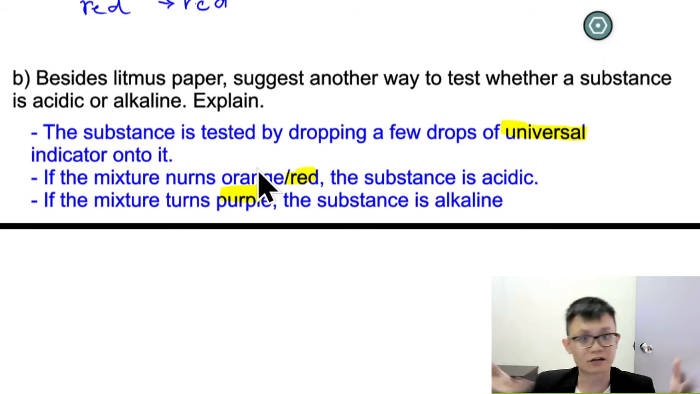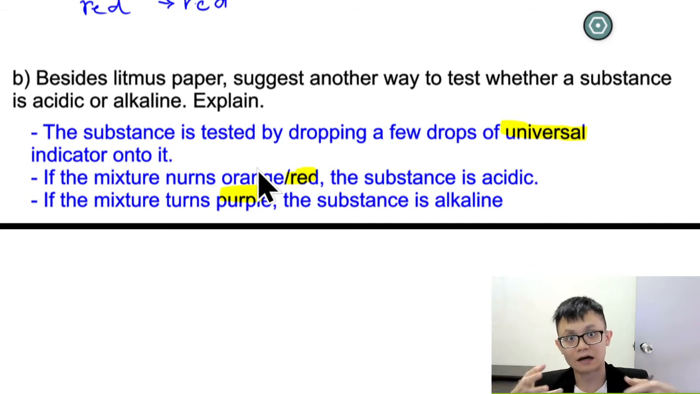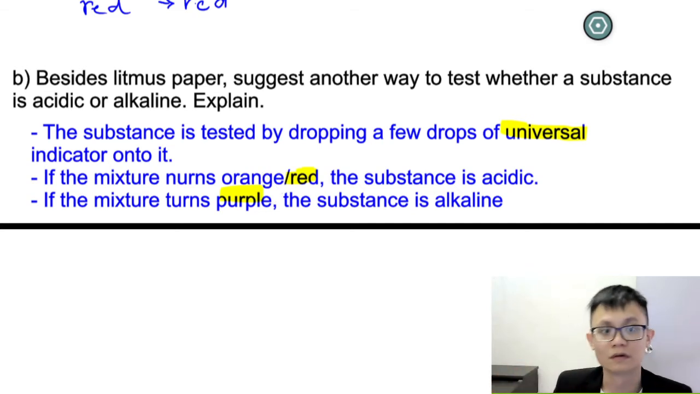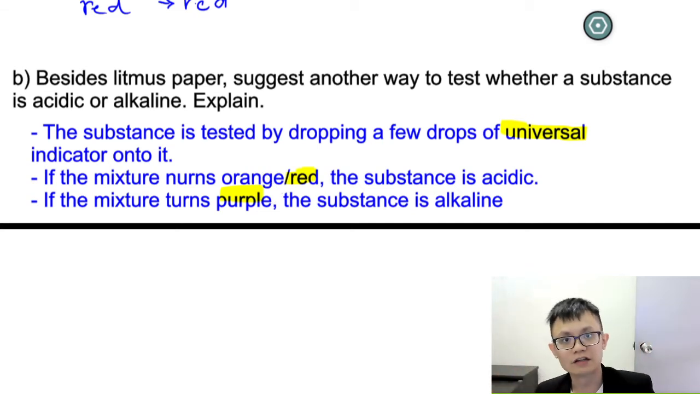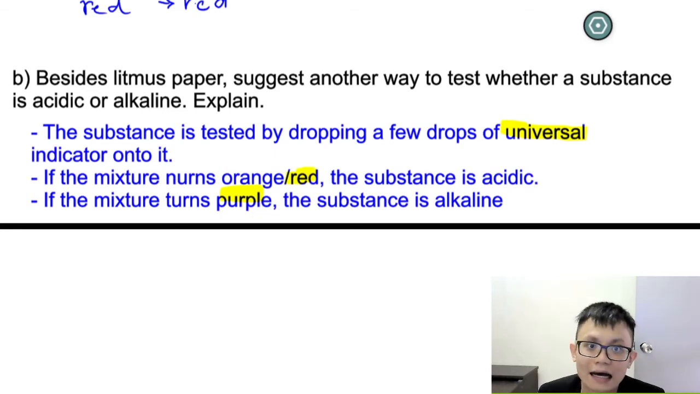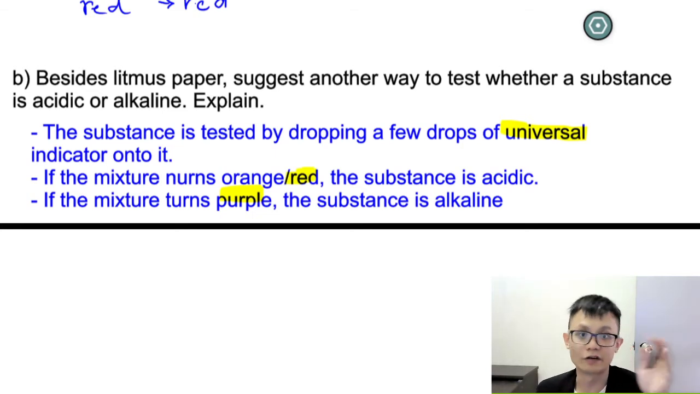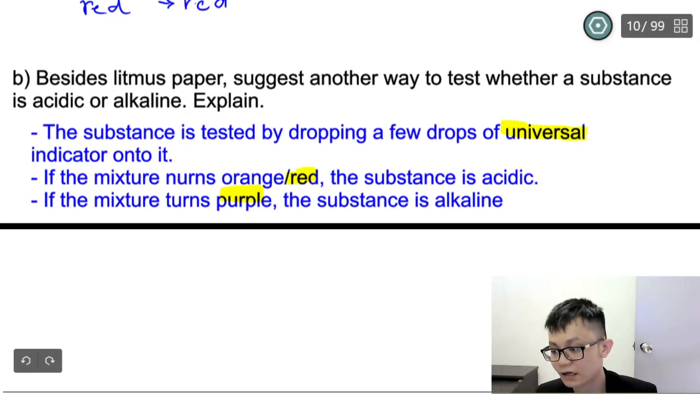You need to remember because the question might ask, Ali puts universal indicator into the lemon. What color will Ali see? Ali will see red color. That's it. But if you don't know the color, then you cannot do it, because you didn't remember.